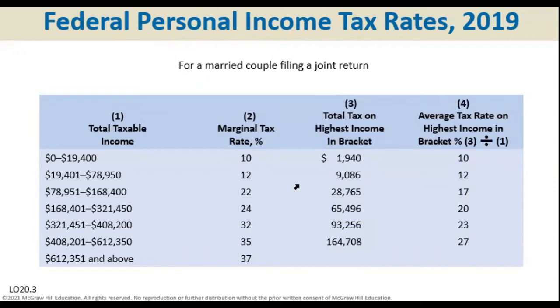This table shows you the tax rates for married couples filing a joint tax return in 2019. So these are the income brackets, and you have the marginal tax rates, and you have the total tax on the highest income bracket that's collected. Here we have the average tax rate.